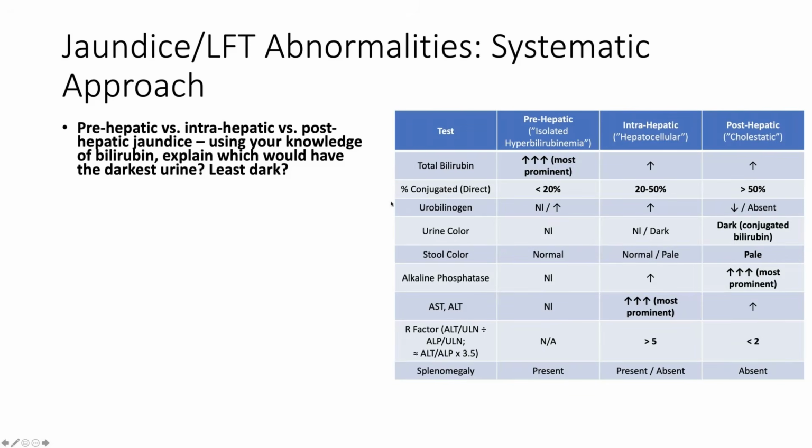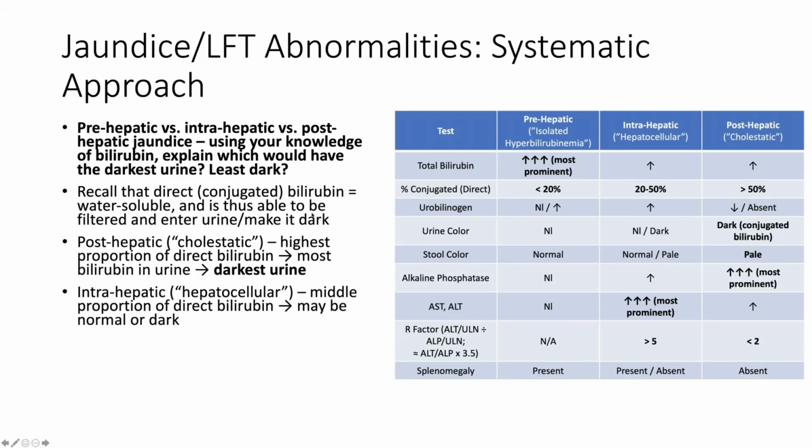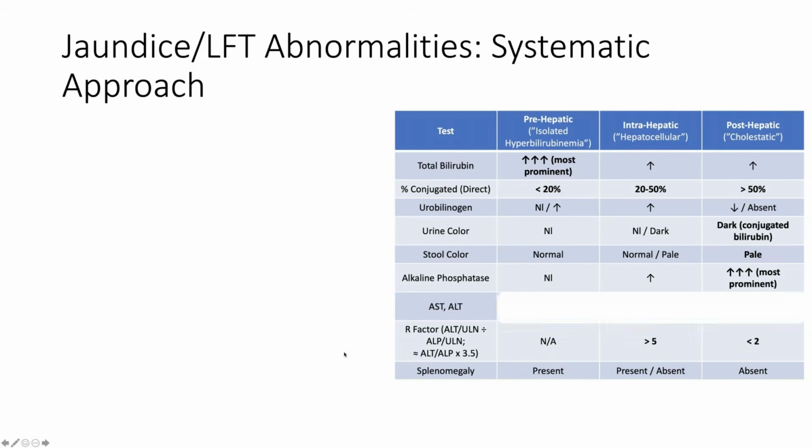Absolutely. And it's for exactly the reasons that you said, because the direct bilirubin will be soluble in the water, and so it can actually enter the urine. And so that's why post-hepatic is going to have the darkest urine. Intrahepatic, again, is going to have the middle. It's sort of like Goldilocks. It's going to have the middle amount of conjugated bilirubin, so it's going to have maybe a little bit of dark urine, but not too much. And then the prehepatic is going to be mainly unconjugated bilirubin, so less than 20% of it is going to be conjugated. And so that is going to be largely not dark urine. It is almost never dark, at least from the bilirubin itself.